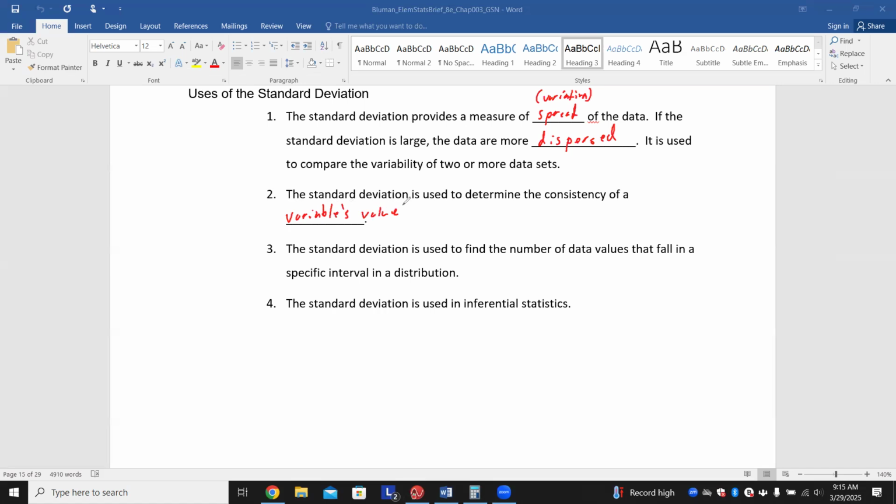We also saw the standard deviation is used to find the number of data values that fall in a specific interval in a distribution. We'll talk about that here in a second. And then number four, the standard deviation is used in inferential statistics as well, and we'll talk about that. So what we can do is, I'll just give you a stem bit of this. We can use the standard deviation to infer about our data to give us an idea of what kind of information we can pull from it.